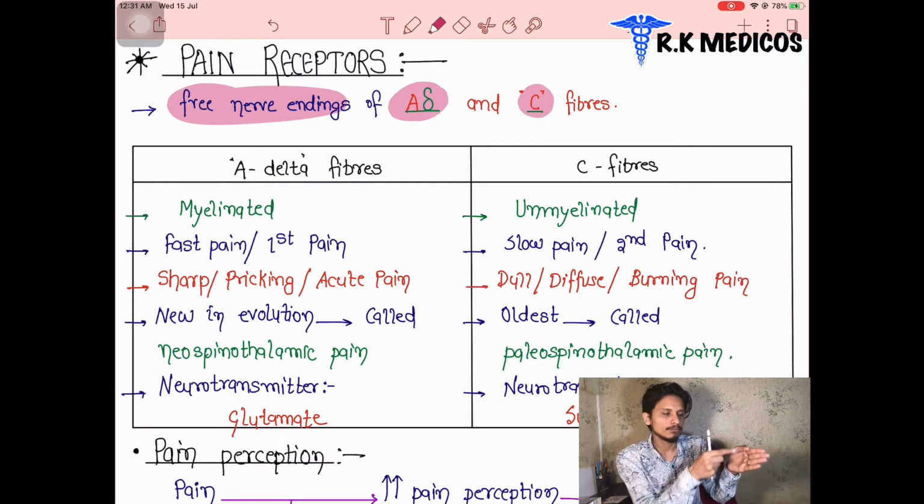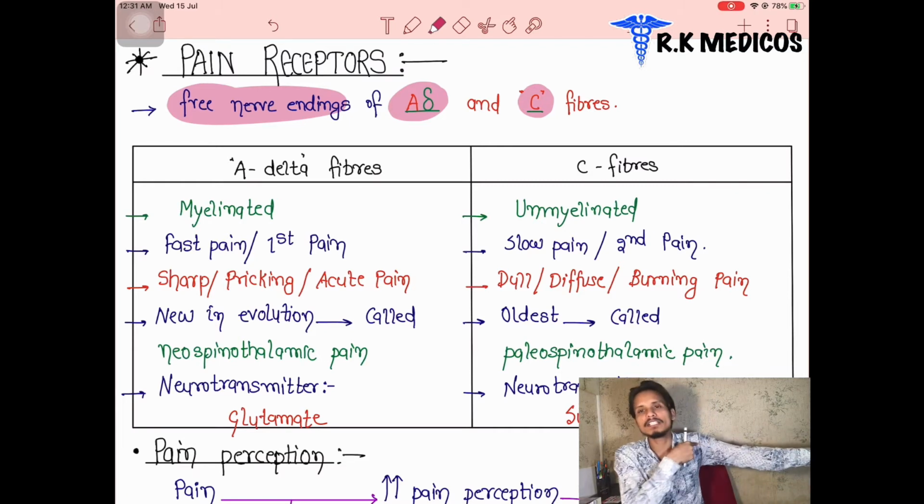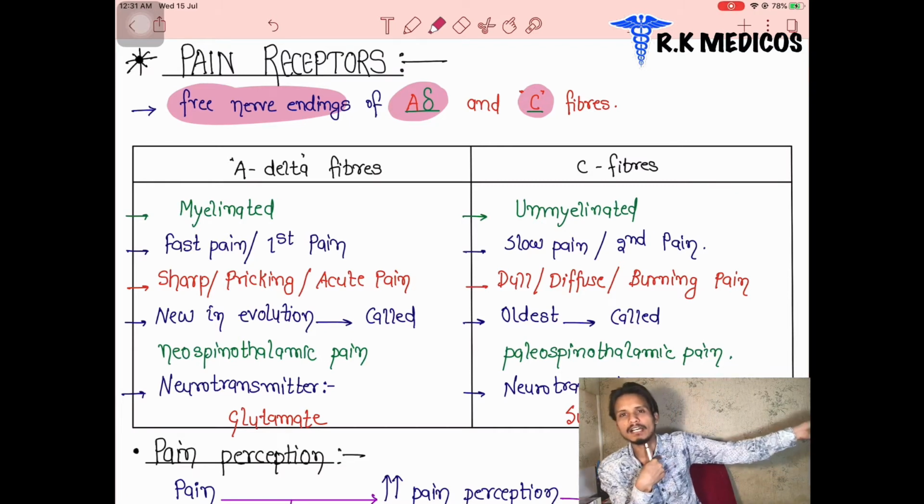Suppose from our hand, a wire is reaching our spinal cord, and there are four types of wire. Wire 1 transfers impulses at 2 meters per second. Wire 2 works at 4 meters per second. Wire 3 works at 8 meters per second. Which one is faster? Of course the fourth, because it is the fastest.